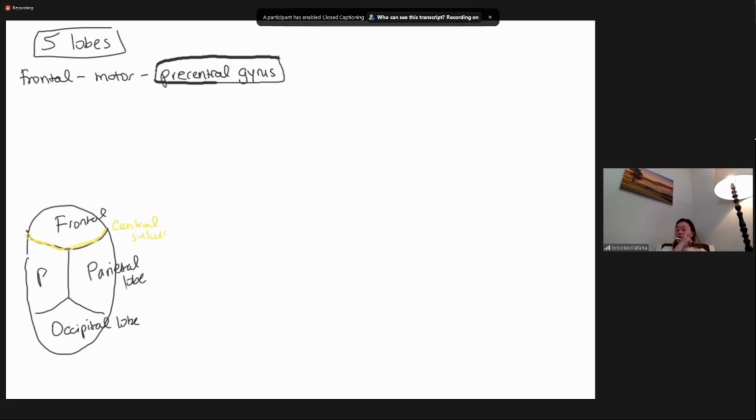Remember, a sulcus is the down part of a convolution, so it's dividing them. The precentral gyrus is going to be the raised portion in front of, or anterior to, the central sulcus. So the raised portion, why? Because that's what a gyrus is. The raised portion of the convolution anterior to the central sulcus.